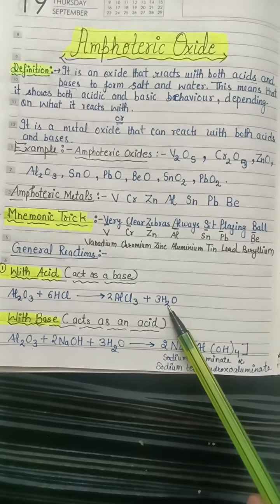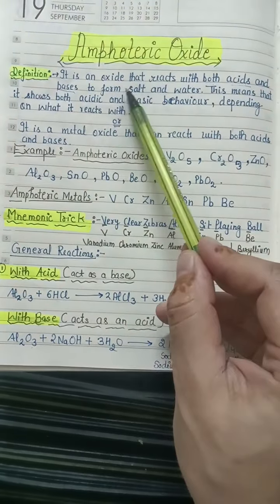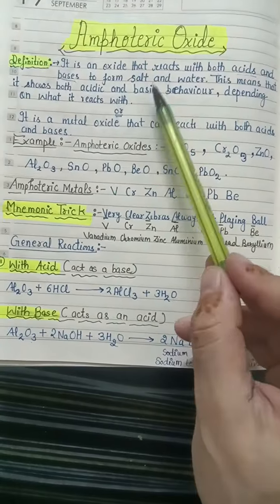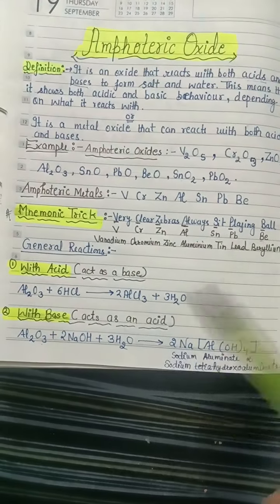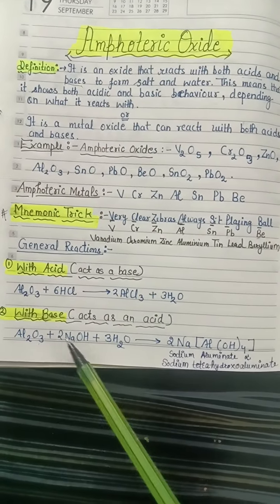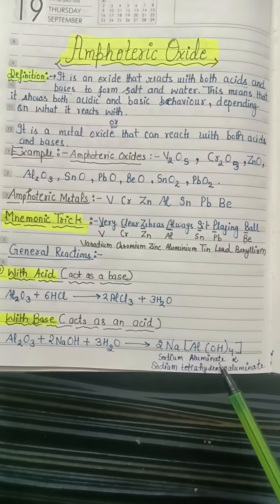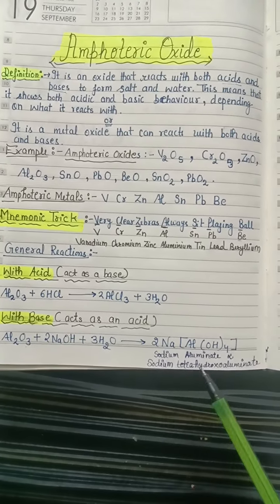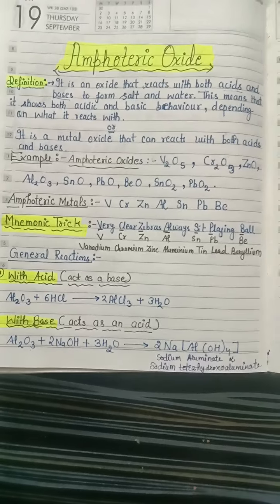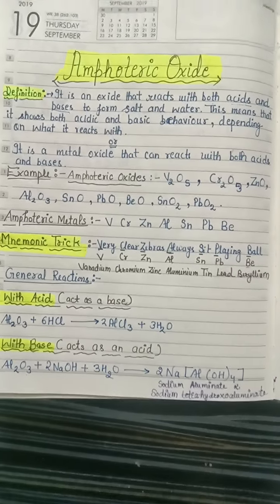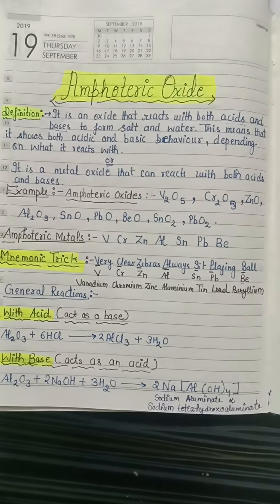You have to remember this from the definition, that when an amphoteric oxide reacts with acids as well as bases, they form salt and water. And when aluminium oxide reacts with a base, that is sodium hydroxide, it will give us sodium aluminate, or we say sodium tetrahydroxoaluminate. So you have to remember this, and you can easily solve the questions from this topic. That's all for today.